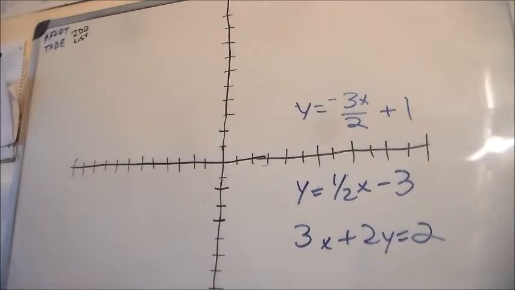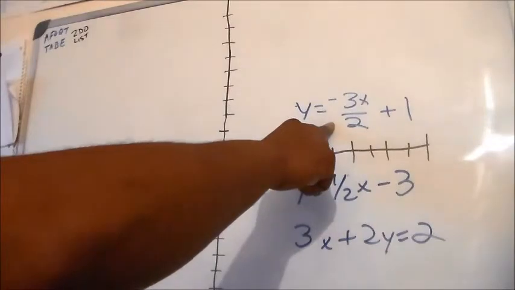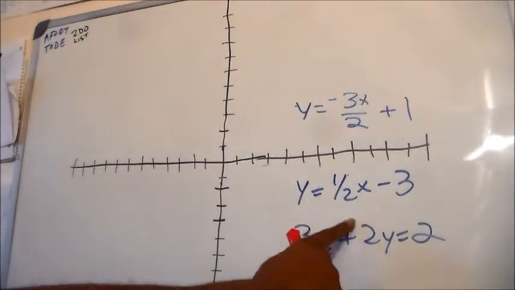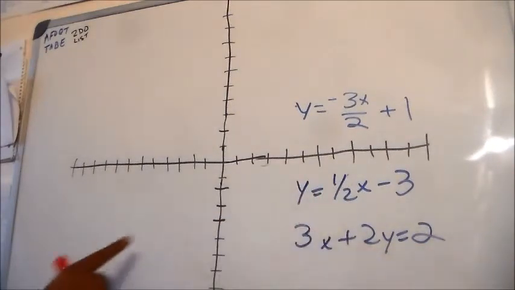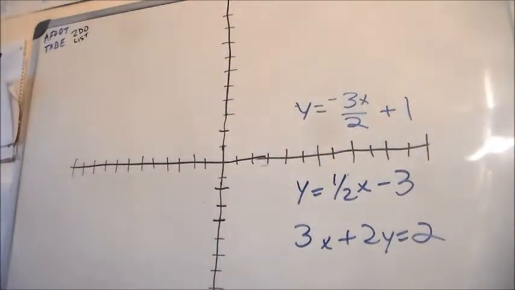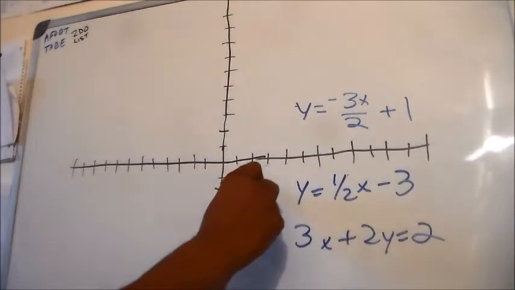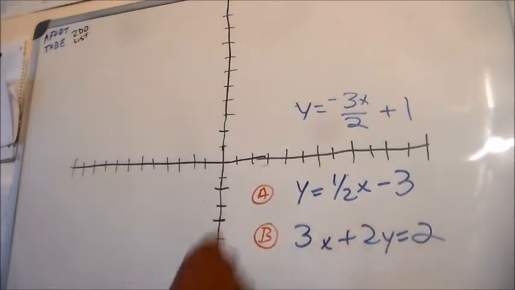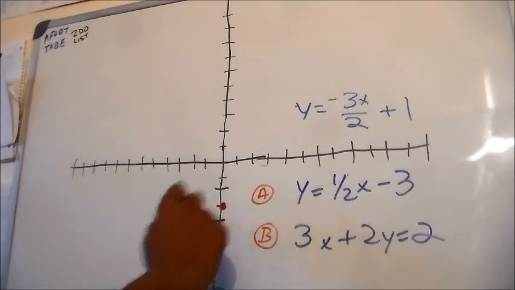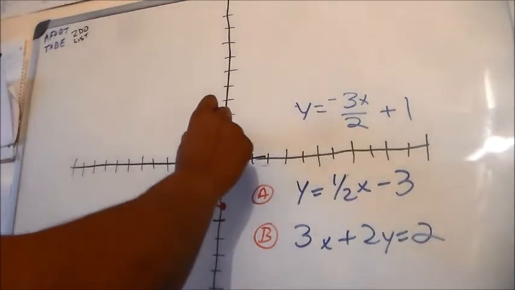Now, what can I tell so far? I can tell that this is a negative slope, which means it's going to go in this direction, downward. I can tell that this is a positive slope, positive 1/2 x, rise 1, run 2. So it's going to go like that. It's rising. The second thing I can tell about equations A and B is the Y-intercepts. A is going to cross the y-axis at -3. B is going to cross the y-axis at 2.